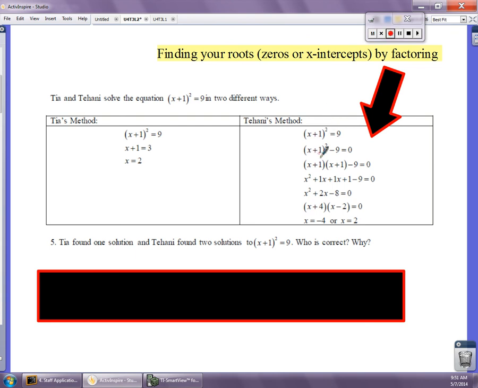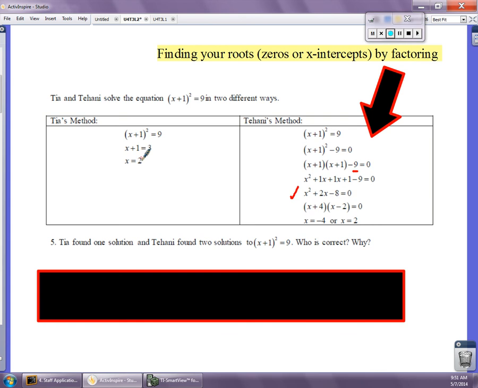She did (x + 1)², so she did (x + 1)(x + 1). She moved over the positive 9 by subtracting 9 on both sides. And then once you have it as a quadratic that equals 0, she refactored, set each one of these equal to 0, and solved for her two answers.